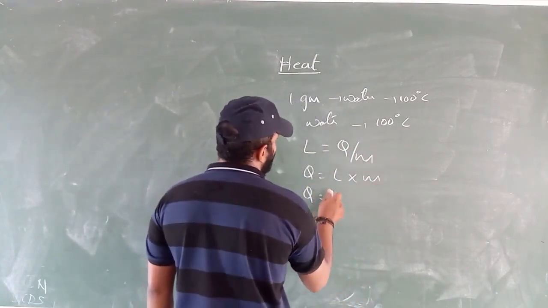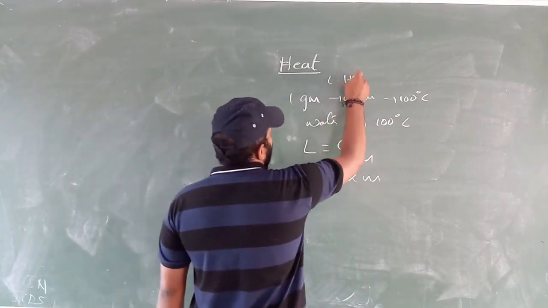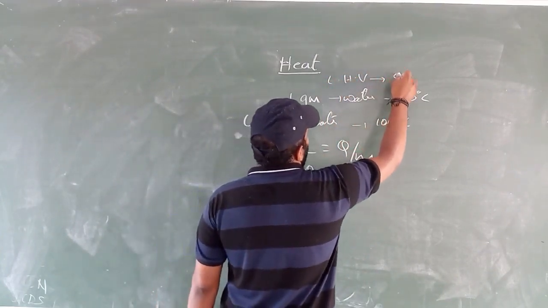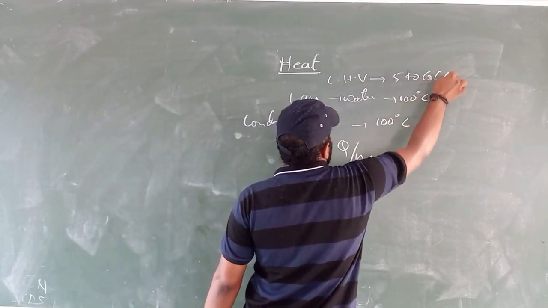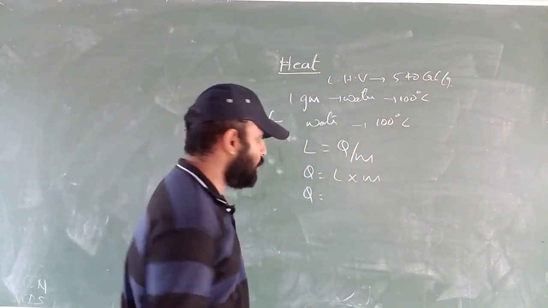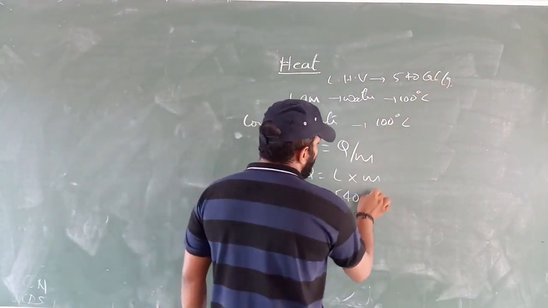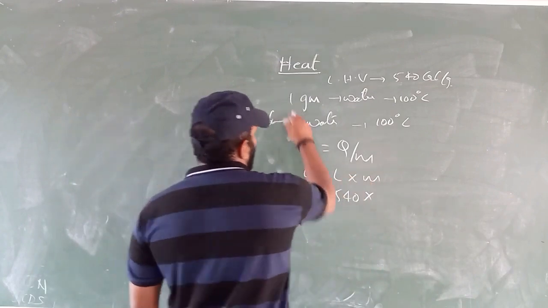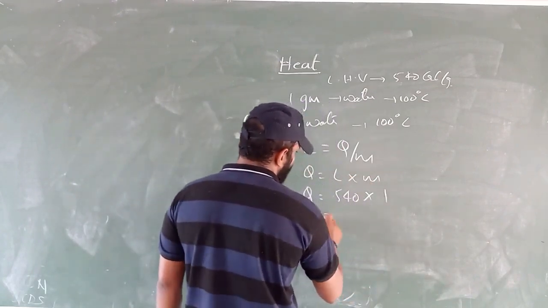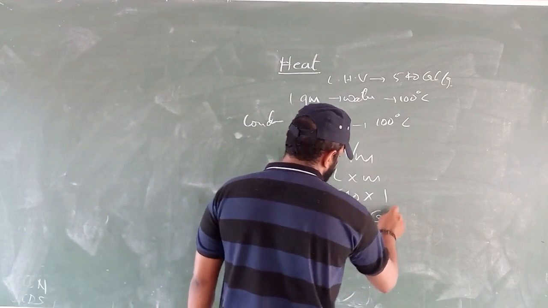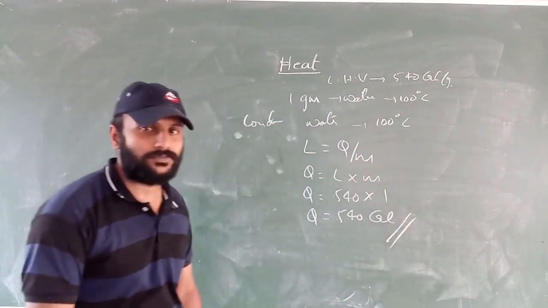Therefore, Q is equal to what? The latent heat of vaporization for water is 540 calories per gram. So here, 540 into the mass they have given, which is 1. Therefore Q is equal to 540 calories. Understood? That's a simple question.